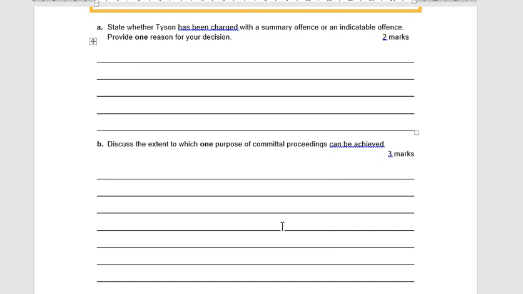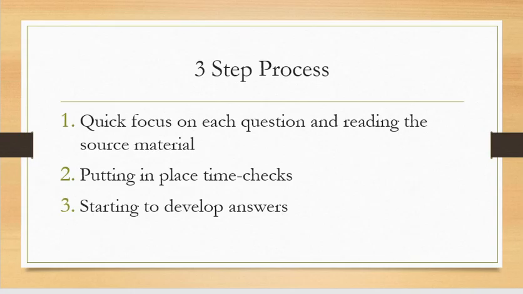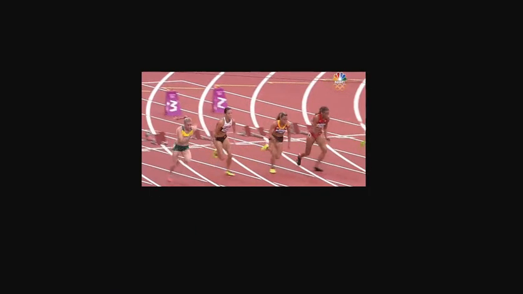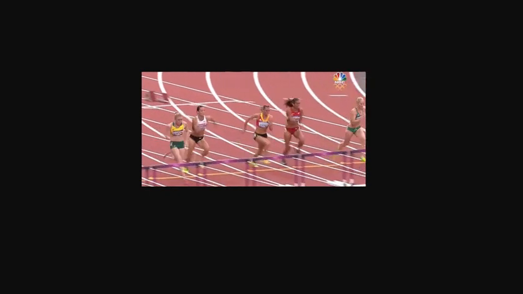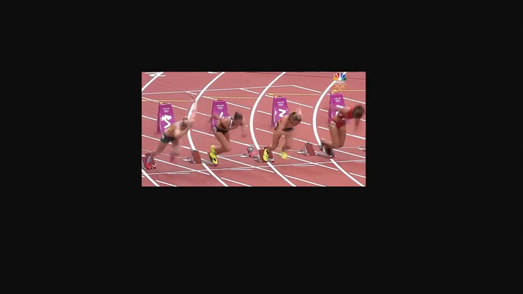Okay, so those are the 3 steps. I read through it to focus on each question just very quickly, figure out where the marks are, figure out some of the terms that pop into my head, and to read through the source material in detail. The 2nd step, put in place time checks. 3rd step is to start actually thinking about exactly what I'm going to write, so I can get started straight away, so I can be like the runners. Okay, so I can take off very quickly at the start of the exam.